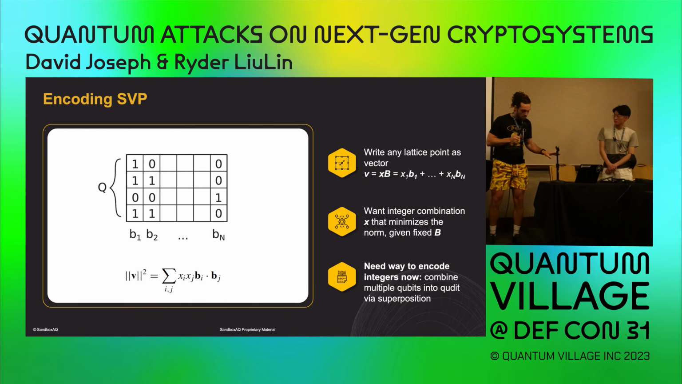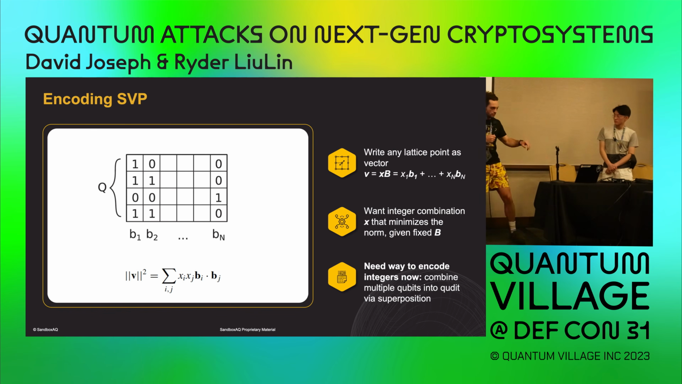Now, we just need to take these x_i's and turn them into QDIT operators. That's all we do, super simple.